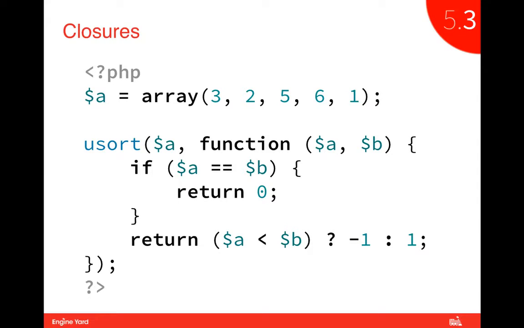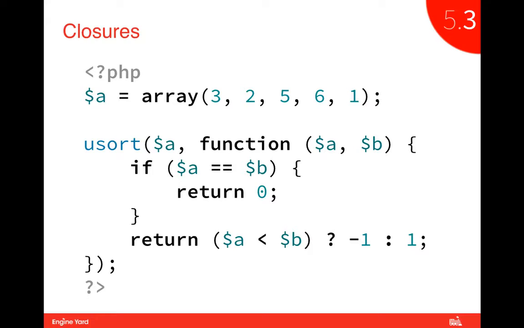Closures, one of my favorite new features, mostly because you can do really bad things with it. So closures are great. This is the most basic form of closure. Any place in PHP where you have a callback, something like usort, now you can pass in not just the name of a function, you can actually pass in a closure, which is an anonymous function that can be assigned to a variable or used as the callback. So I have an array, 3, 2, 5, 6, 1.